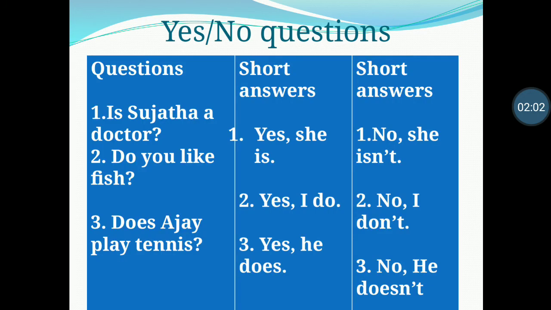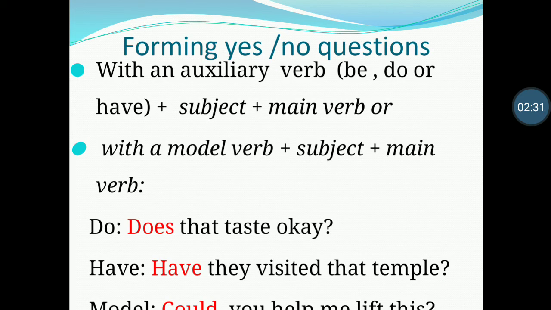If you look at these examples, you can easily understand. Is Sujata a doctor? This is a yes or no question. For this question, we may get two answers. One is yes, she is, or no, she is not. So for these questions, we use only the pronouns. We don't use the proper nouns. So for these short answers, we use pronouns.